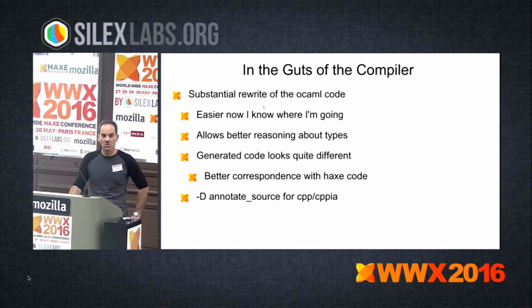Also, the generated code output looks quite a bit different now. I'm not sure if any of you have ever delved into the generated code, but I'm hoping for a much better correspondence with your Hxcpp code. So if you wanted to use a native debugger, it would be more viable or more interesting. And I've added this annotate source define for CPP and the sepia debug if you want to try to get inside the mind of the Hxcpp backend. That will add some comments to the code, which may or may not mean anything to you.